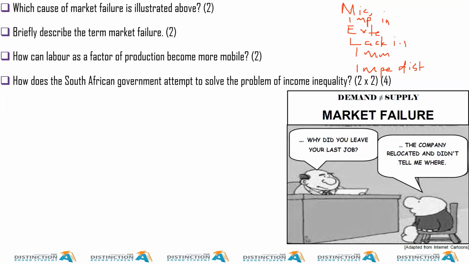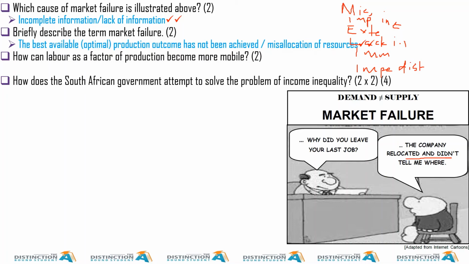So we are seeing a market failure here. The company relocated and did not tell me where. So there's a lack of information. So this is what we're having here. All right. So which cause of market failure? I have given the answer already. It's incomplete information or imperfect information. Right. Briefly describe the term market failure. I said failure of markets to allocate resources at an optimum level.